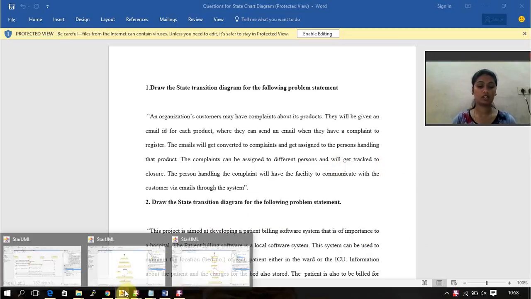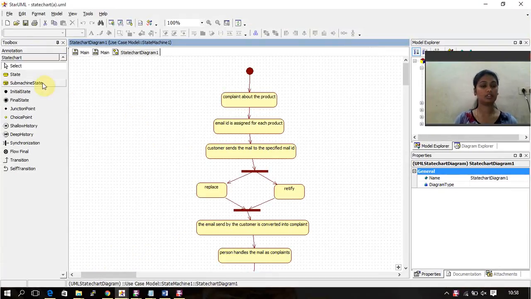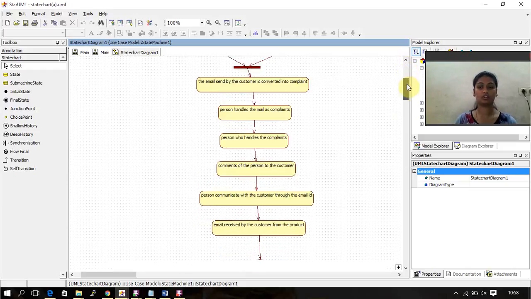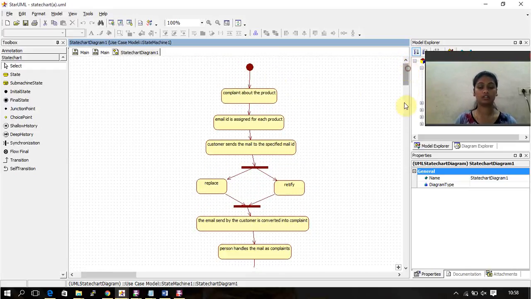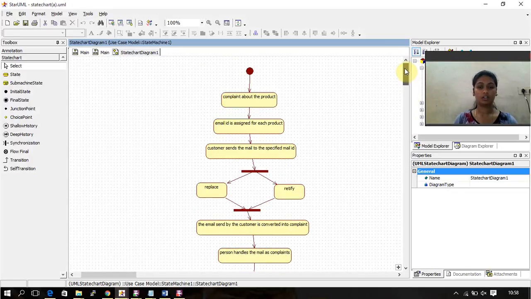And here in StarUML, the tools used for state diagram are state, initial state and final state. Synchronization is used for two or more options, and transition is used for connecting the initial state and all other states together. This dotted line is used for the initial state, and it ends with a final state in this process.